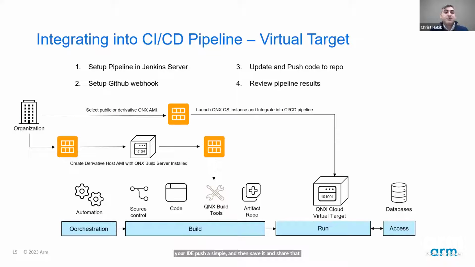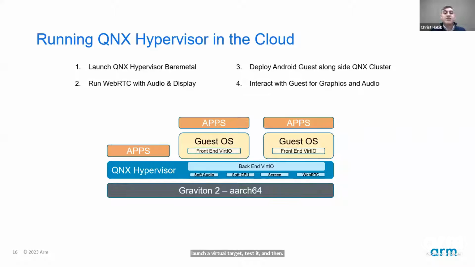The next demo demonstrates how you could automate your development and testing using something like Jenkins and this virtual target. I'll launch a Jenkins orchestrator and have a simple pipeline written up, which will automatically kick off every time I push new code to my repo, which will then launch a virtual target, test it, and then terminate. And then lastly, I'll also show how you could use our QNX hypervisor in the cloud.